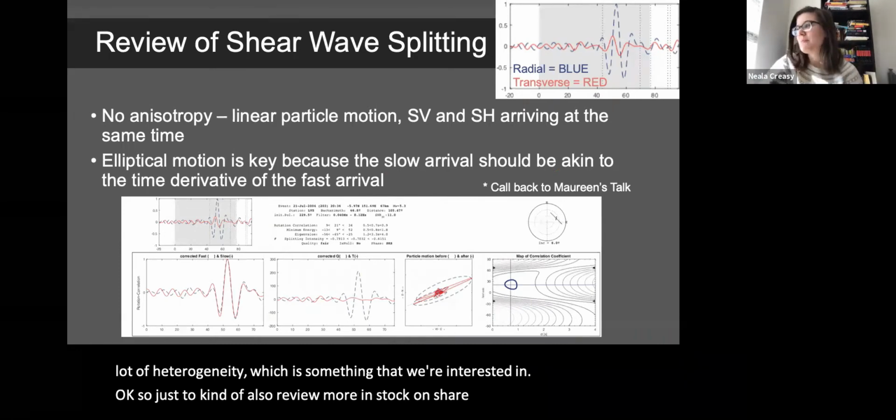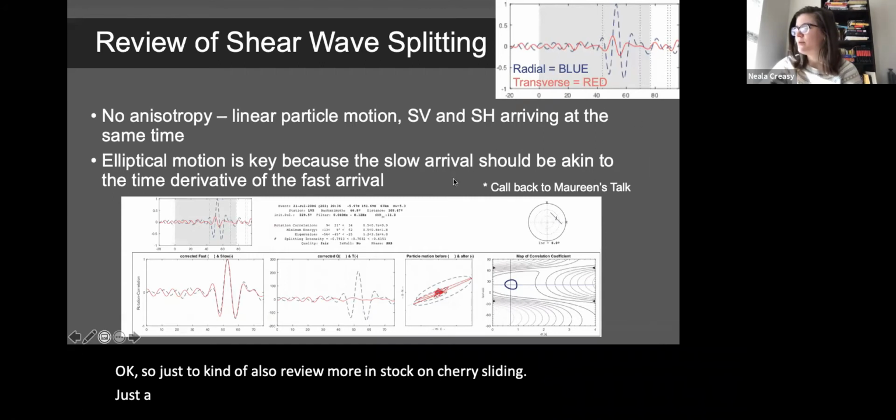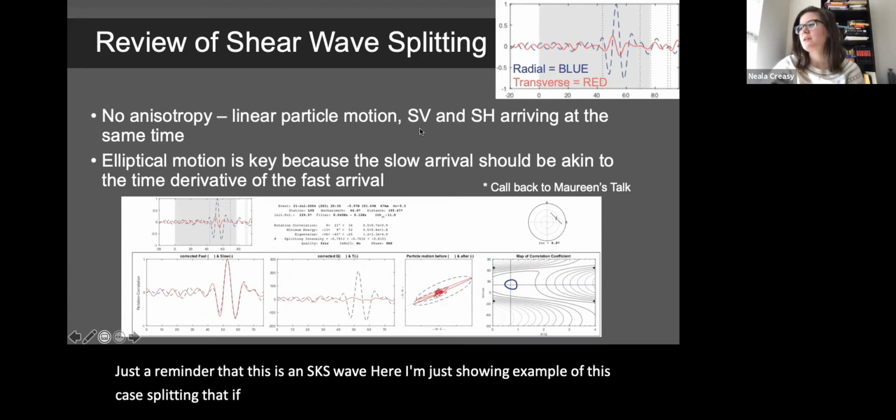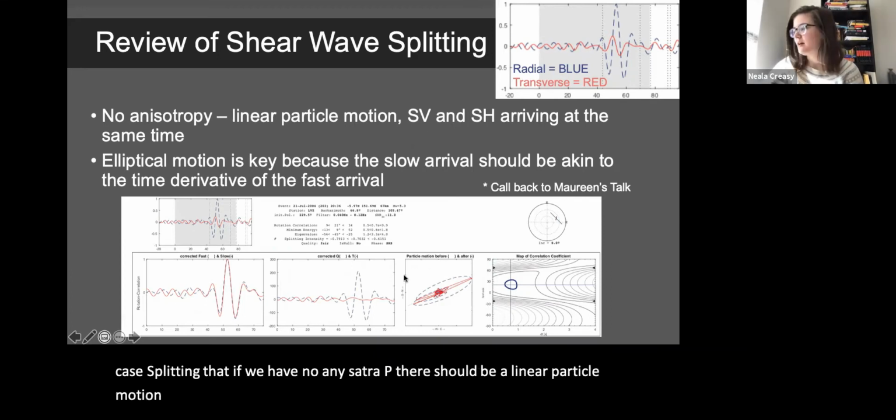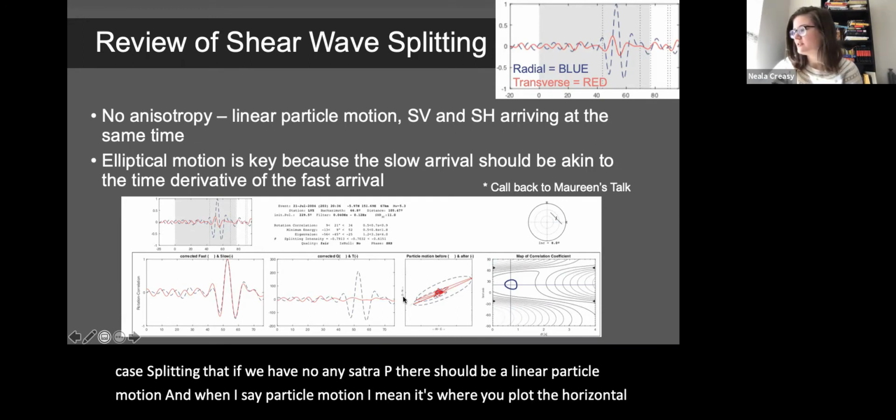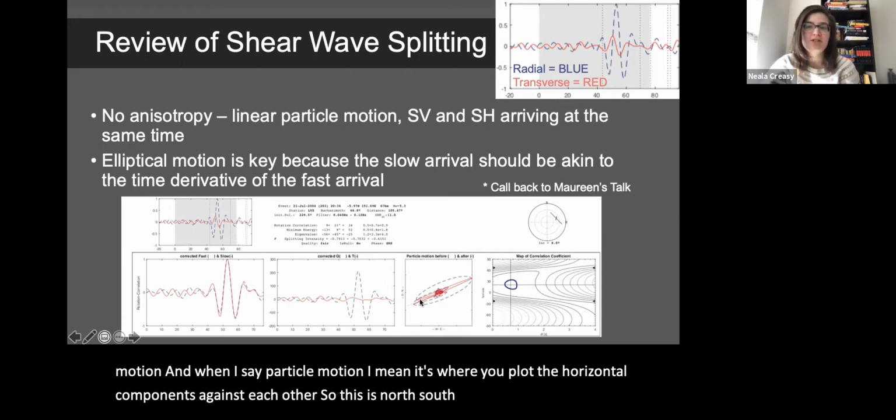Okay, so to also review Maureen's talk on shear wave splitting, just a reminder that this is an SKS wave here. I'm showing an example of SKS splitting. If we have no anisotropy, there should be a linear particle motion. And when I say particle motion, I mean where you plot the horizontal components against each other, so this is north-south and east-west. You can also plot the radial versus transverse component.